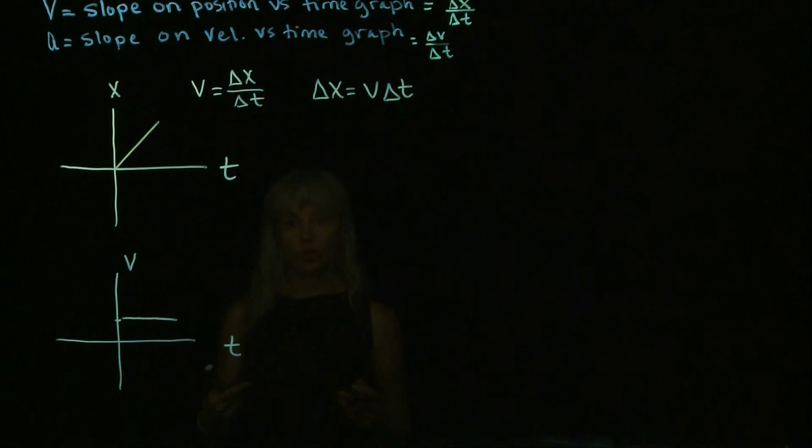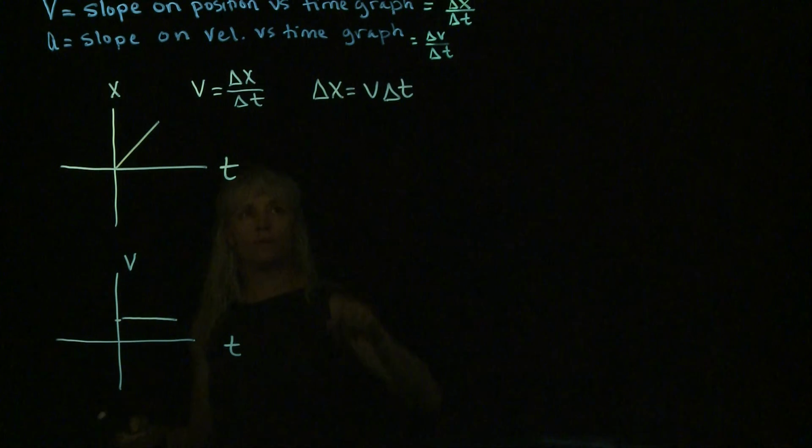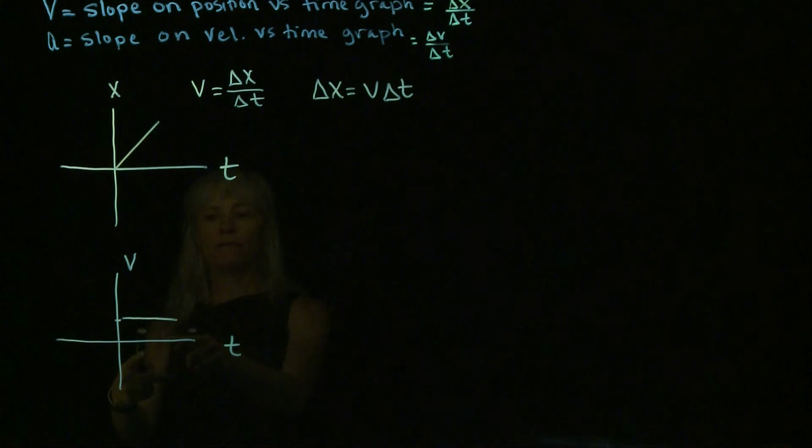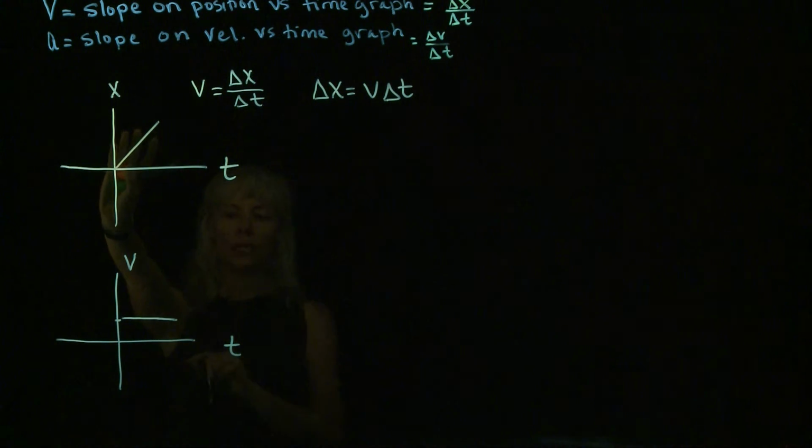So the velocity doesn't change. Now let's look at this rearranging of the formula and see, do I get any information by looking at the velocity versus time graph to infer information about the position versus time graph? In other words, what if I didn't have this graph? What if I was just looking at this graph?